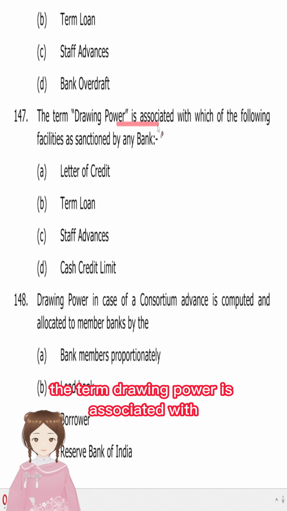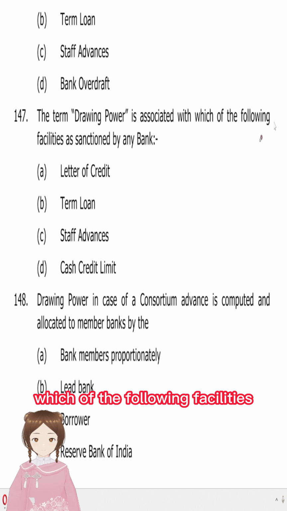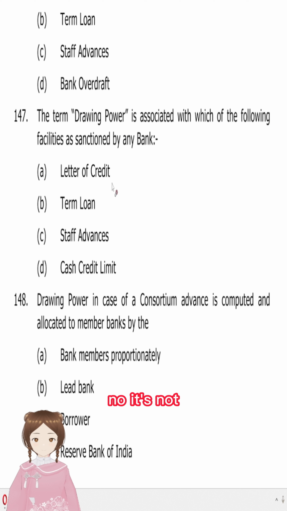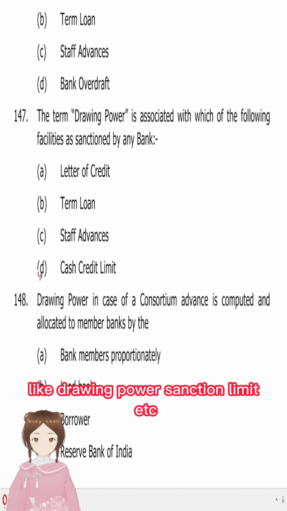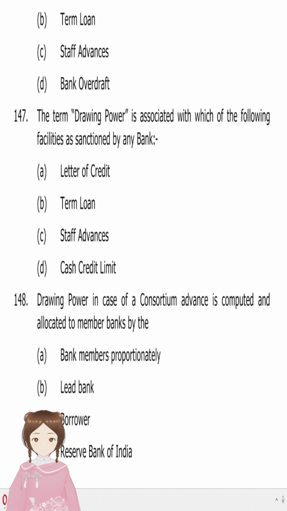The term drawing power is associated with which of the following facilities sanctioned by the bank? Letter of credit? No, it's a non-funded activity. Term loan, staff advances? No. Cash credit limits and bank OD are the things with which drawing power is most associated, along with sanction limit, etc. Option D is the most appropriate answer.